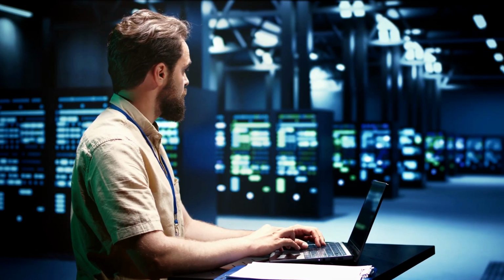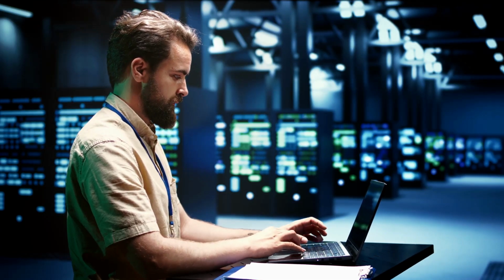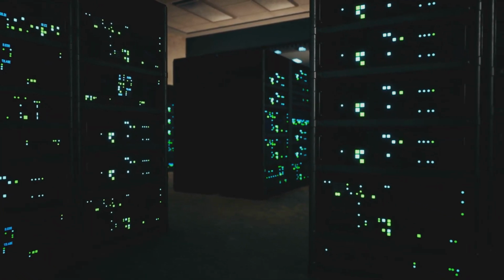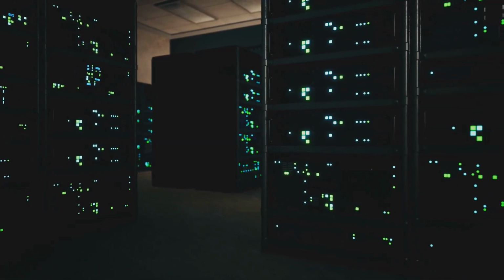Hey everyone, Linus here, and today we're diving into the world of data centers. Specifically, we're talking about temperature monitoring and why it's so crucial for keeping things running smoothly.